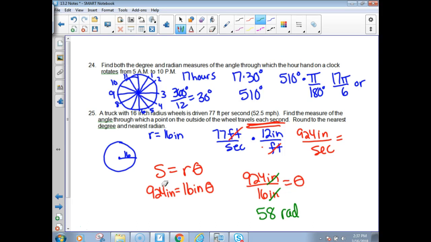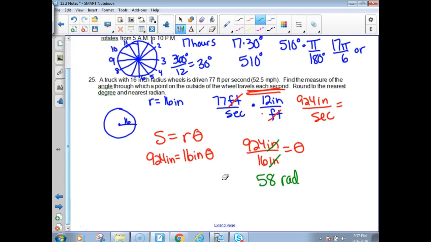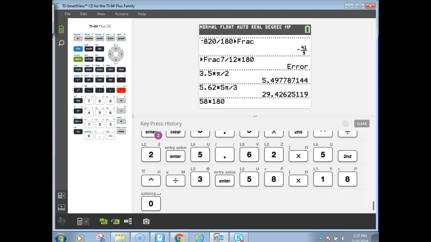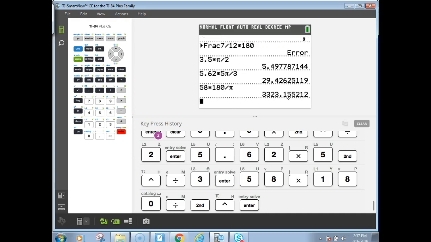Now let's convert the 58 radians to degrees. All right, so 58 times 180 over pi. So I'm going to do 58 times 180, and then hit divided by pi. And remember, pi's in that second arrow up, and you'll get 3,323 degrees.